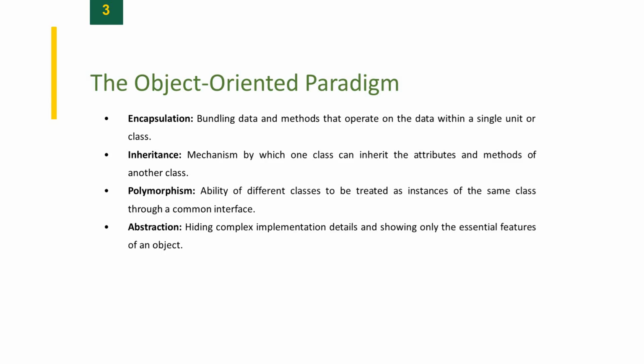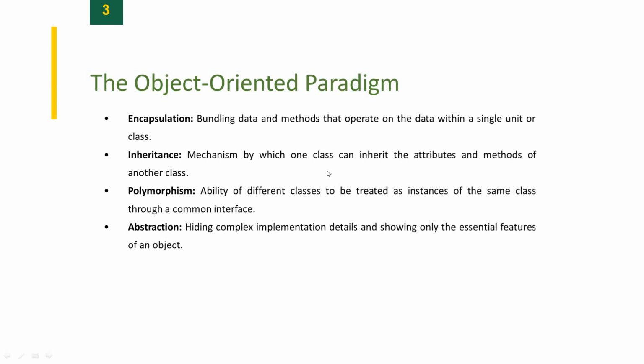The object-oriented paradigm. Encapsulation, inheritance, polymorphism and abstraction are the important principles of the object-oriented paradigm. Encapsulation is bundling data and methods that operate on the data within a single unit or class. Inheritance is the mechanism by which one class can inherit the attributes and methods of another class.